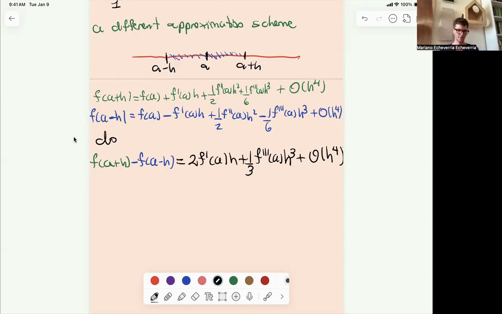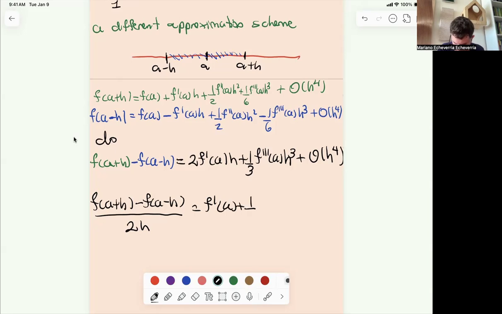And so now this is interesting, because what happens if you try to solve for this? Everything has an h here, so let's divide by that. Let's also divide by 2. So you would find that f of a plus h minus f of a minus h, divided by 2h, is f prime of a plus, if you divide by 2, 1/6 f triple prime of a. There's an h that drops, because you're dividing by h. So you get h squared.